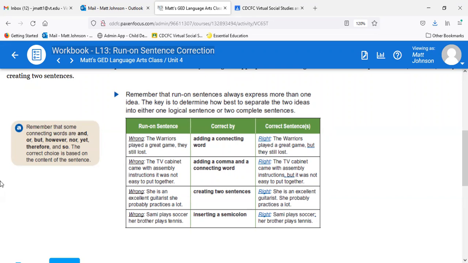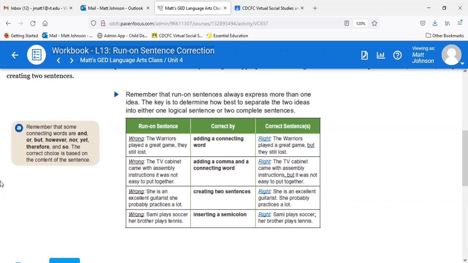It must have came from IKEA. So that's, you're right there, right? We have two complete sentences, again, adding contrast, right? The TV cabinet came with assembly instructions, but, however, nevertheless, it was not easy to put together. We could use any one of those in that situation.